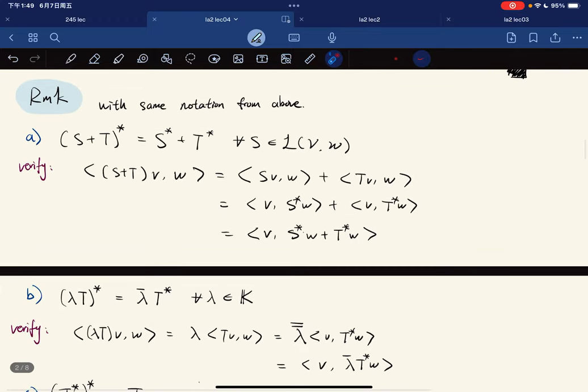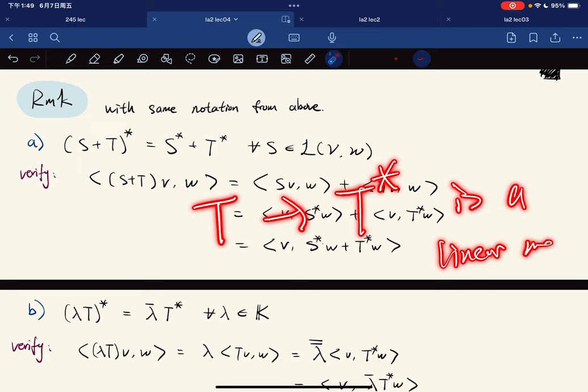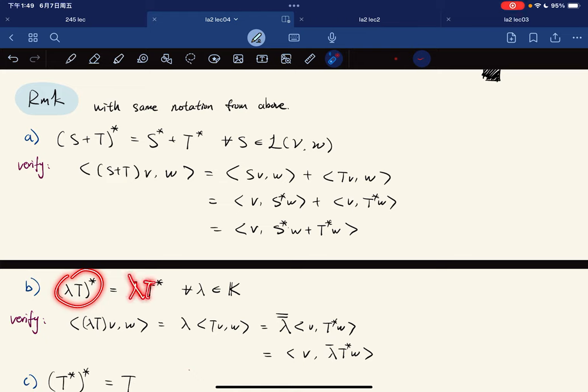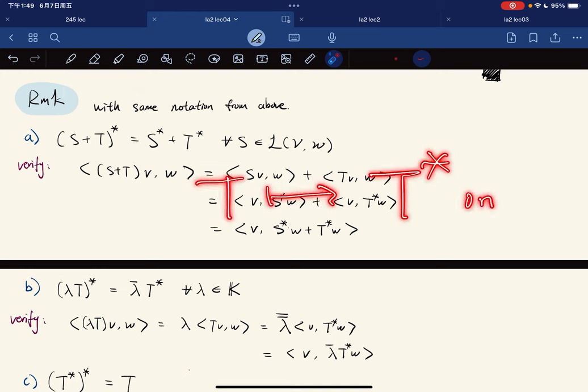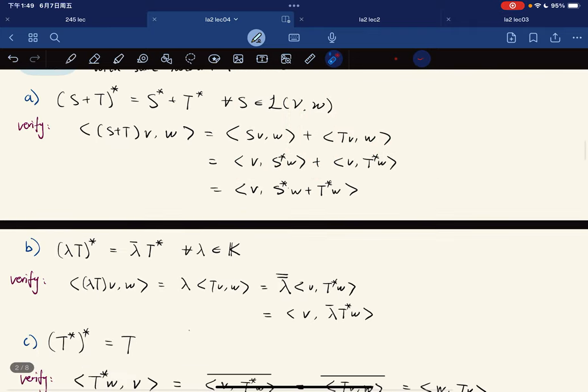And notice that if K is equal to R, then the map sending T to T star is a linear map. This gives lambda T star. So the map that takes T to T star is a linear map on the operators, a linear map between the operators.